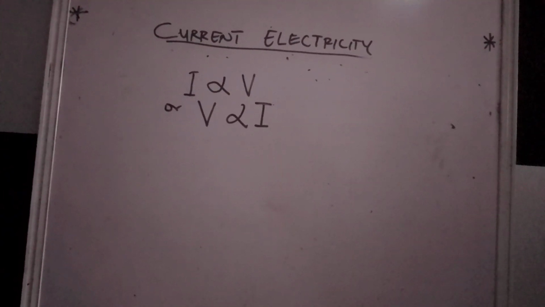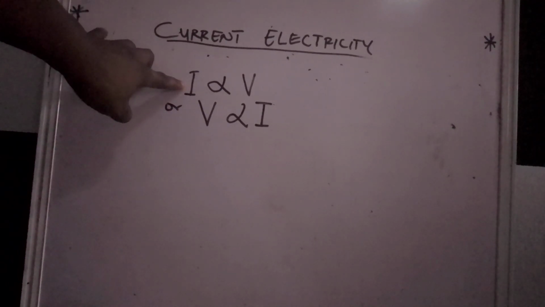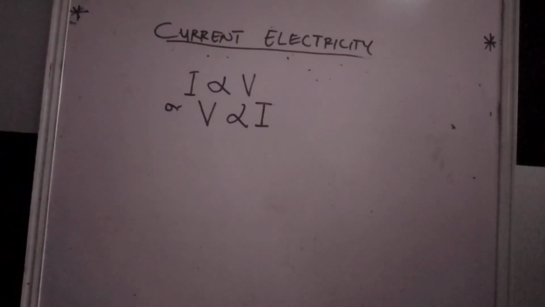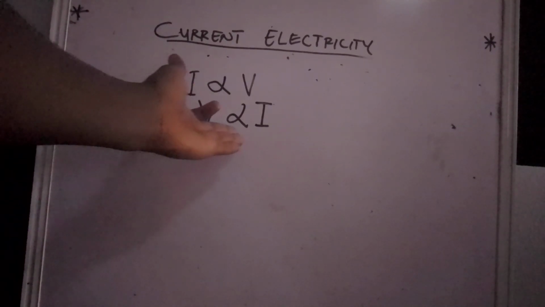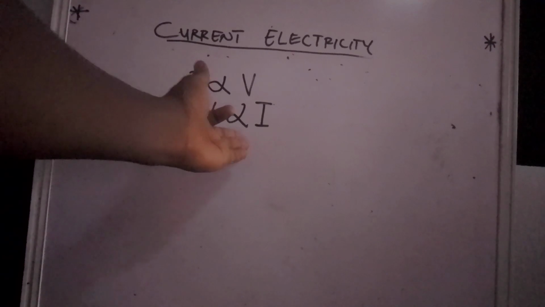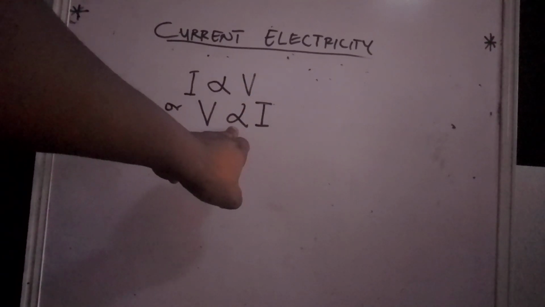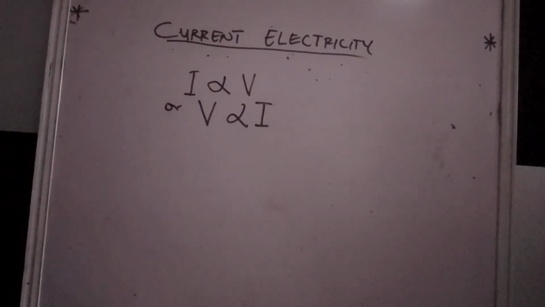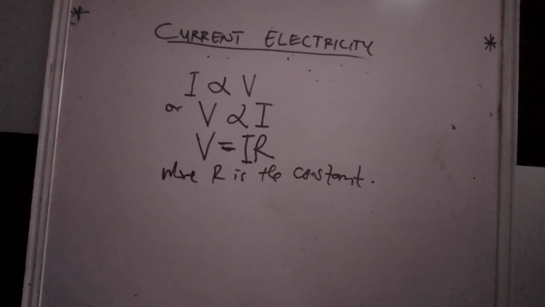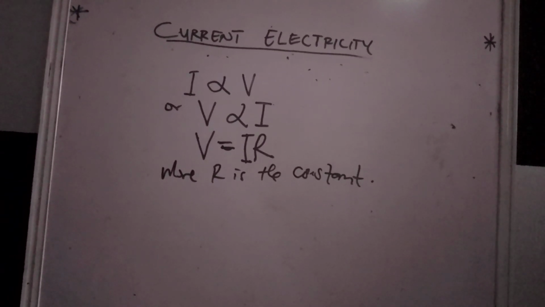So from that statement, since current is directly proportional to the potential difference, which is V, if I is proportional to V, remember I represents current and V represents the potential difference. Otherwise we can also say V is proportional to I. So if V is proportional to I, we remove the proportionality sign, we introduce an equal sign, and at the same time introduce a constant. So we are going to have V equals I R, where R is the constant.